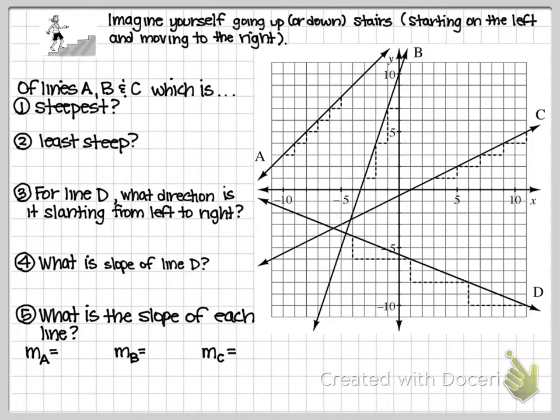So make a prediction. Which one would be the hardest one to climb if it was like a set of stairs or you were outside hiking? Which one would be harder to traverse? Yeah, I think it's B, and I'm getting that from people. This is definitely line B. Line B looks the steepest to me.